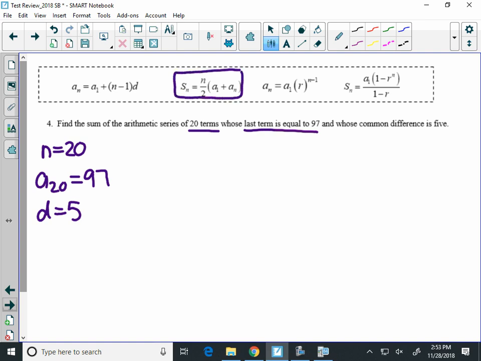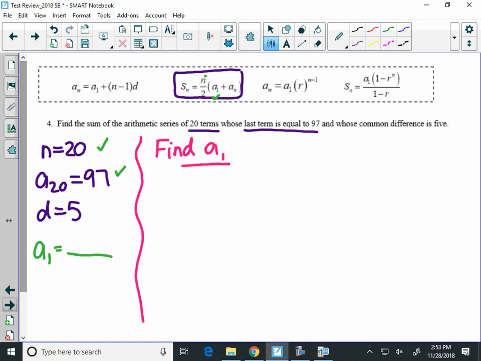If I'm using an arithmetic series here, I'm going to use this formula. In that formula, I need n, which I have. I need a sub 1, which I don't have. And I need a sub n, which I have here, 97. So the first thing you need to do before you can find the sum is find the first term. To find the first term, I'm going to use the arithmetic sequence formula.